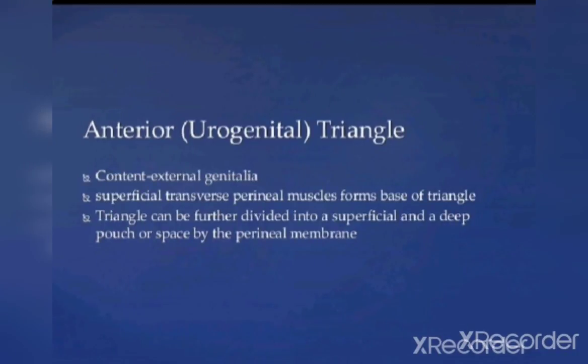The anterior urogenital triangle contains the external genitalia. The superficial transverse perineal muscles form the base of the triangle. The triangle can be further divided into a superficial and a deep pouch or space by the perineal membrane. So this is your anterior or urogenital triangle.